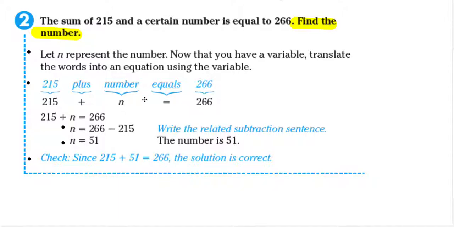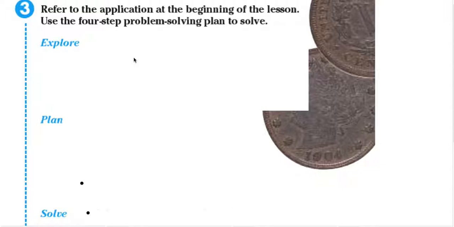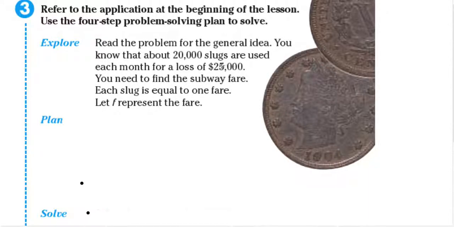Okay? And finally, going back to our example, using our 4-step plan to solve the problem at the beginning of the lesson, if you still recall, it is asking for what was the subway fare in 1995. So read the problem for a general idea. You know about 20,000 slugs are used each month for a loss of $25,000. You need to find the subway fare. Each slug is equal to 1 fare, so let F represent the fare.